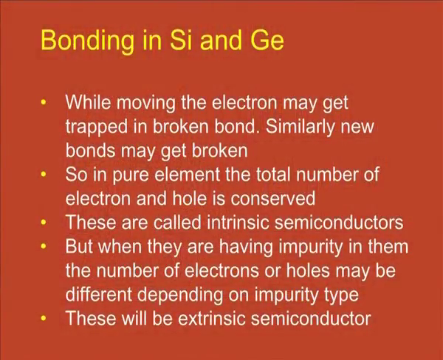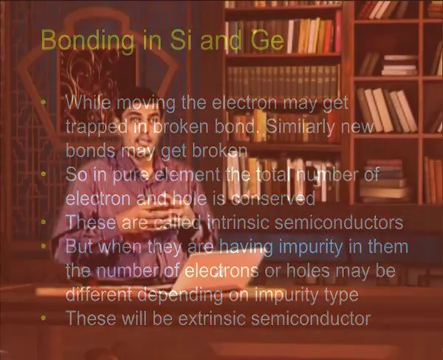or the empty space is called a hole. Now, while moving, the electron may get trapped in a broken bond, or similarly new bonds may get broken. So, in a pure element the total number of electrons and holes is conserved. These materials, where the total number of electrons and holes is conserved, are called intrinsic semiconductors.